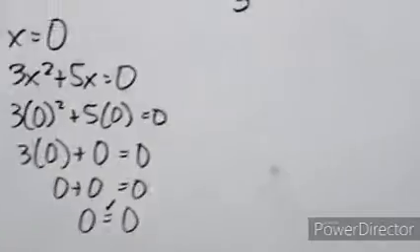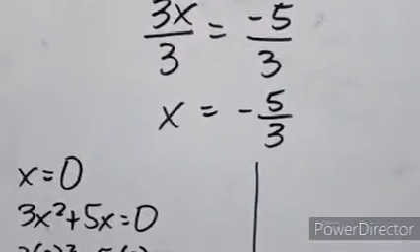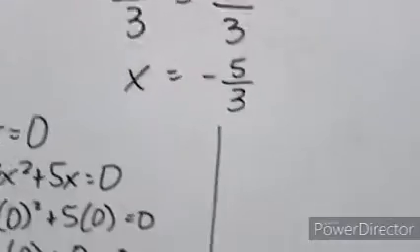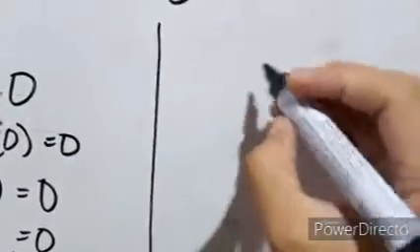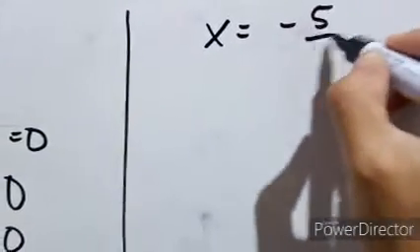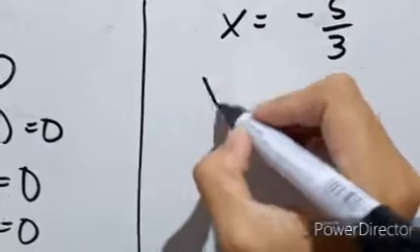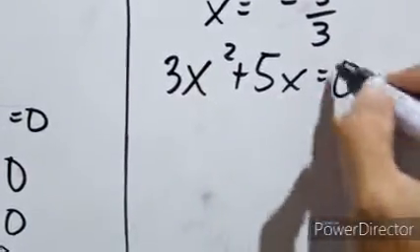Next natin, gagamitin naman natin ang value niya na negative 5 over 3. So, unahin natin. X is equal to negative 5 over 3. Original equation ay 3x squared plus 5x is equal to 0.